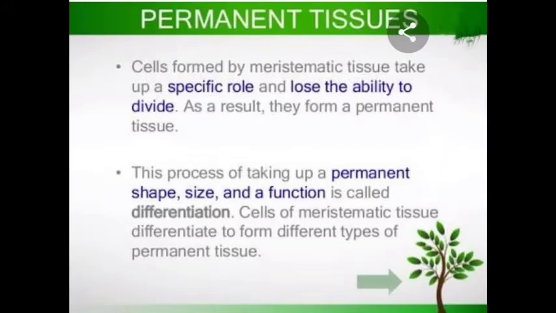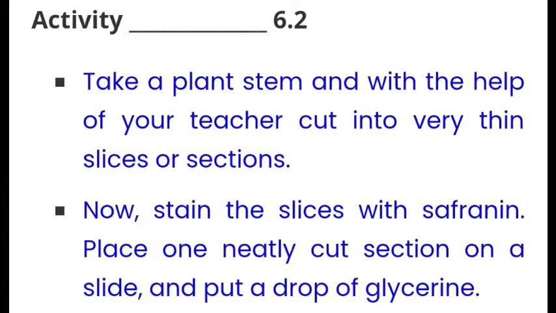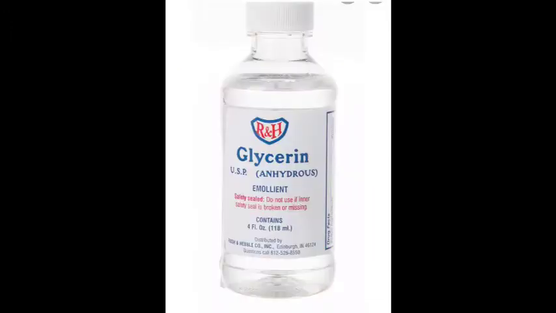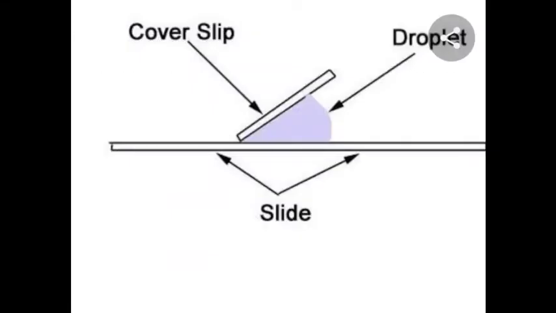Let's go to an activity. To understand this better, take a plant stem and, with the help of your teacher, cut it into very thin slices or sections. Now, stain the slices with safranin. Place one neatly cut section on a slide and put a drop of glycerine. Cover with a cover slip and observe under a microscope.